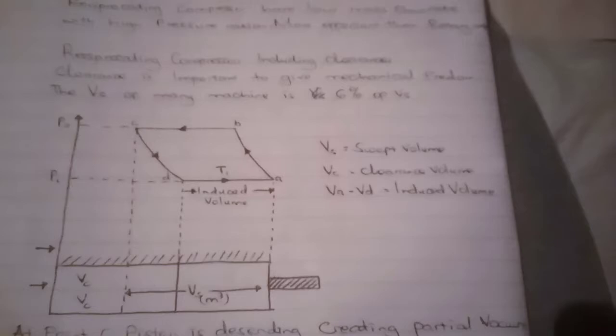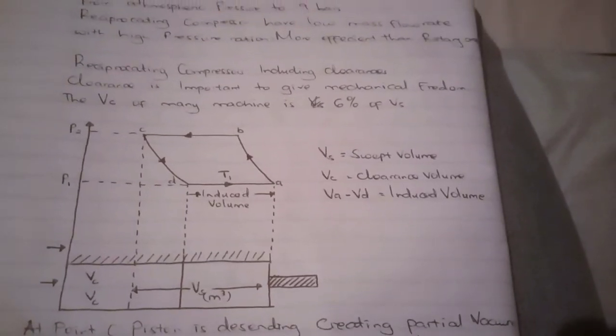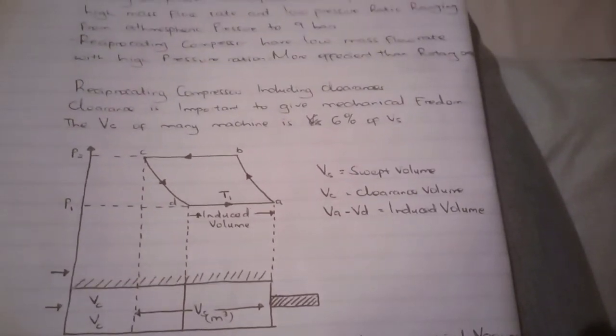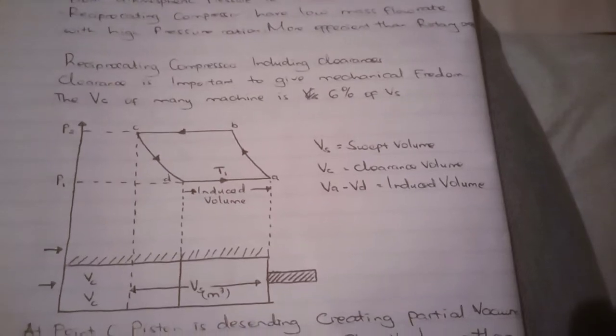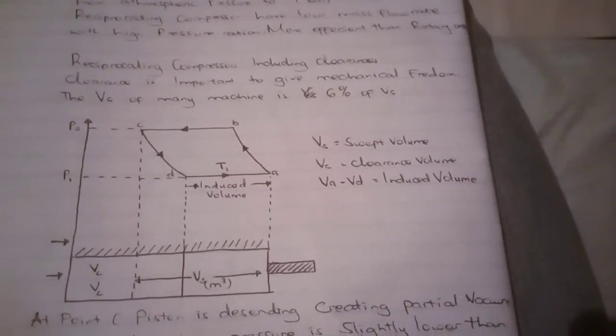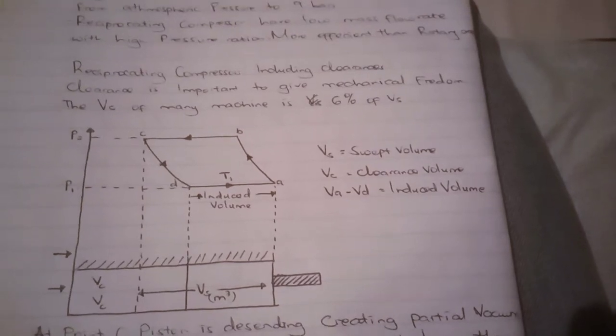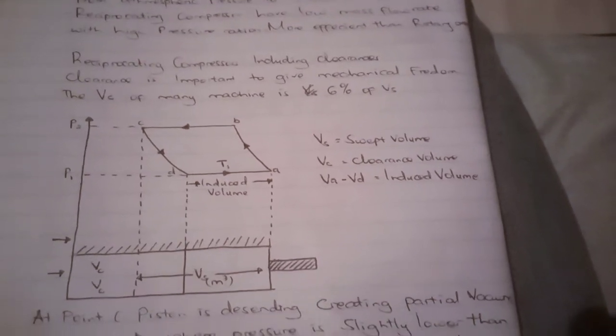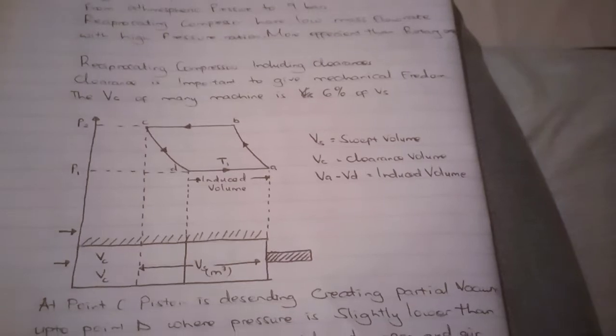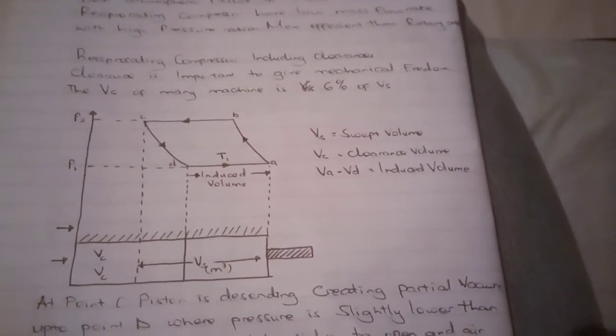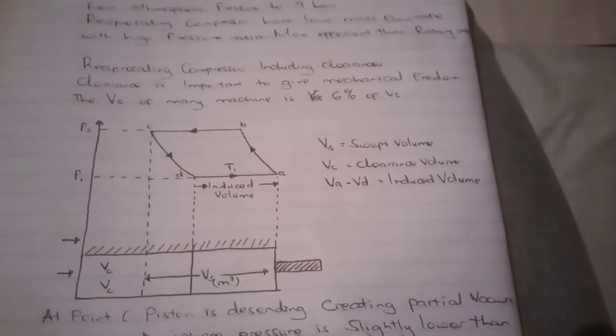Reciprocating compressors include clearance. Clearance is important to give mechanical freedom. The volumetric clearance of many machines is 6% of the volume swept by the cylinder.